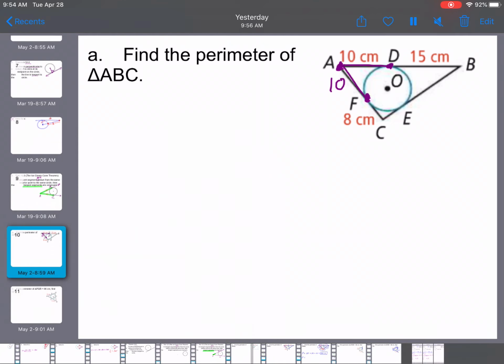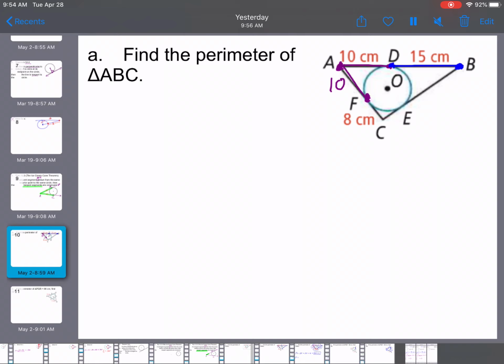All right, let's switch colors right now. If we now focused on point B, we've got a tangent segment that goes from B back to D, and we know that that tangent has a length of 15. Any other tangent segment to the same circle from point B would have to be congruent. And there's another one right here. Line segment BE would have to have a length of 15 centimeters as well.